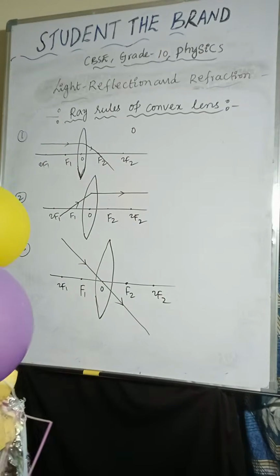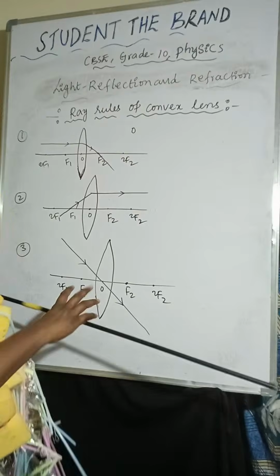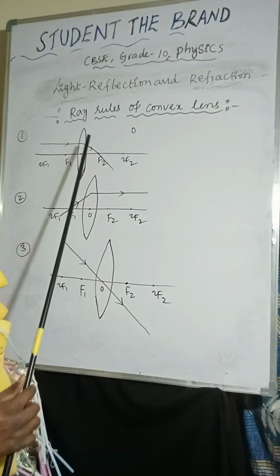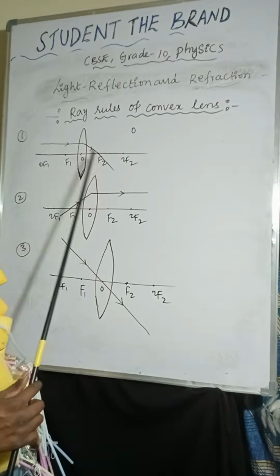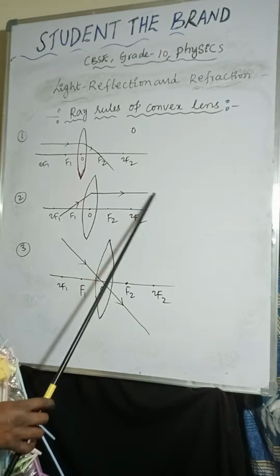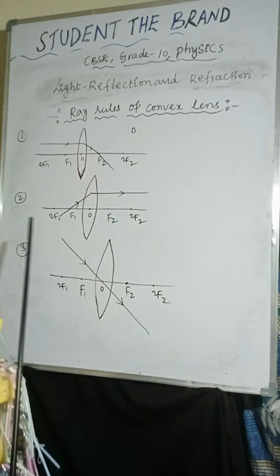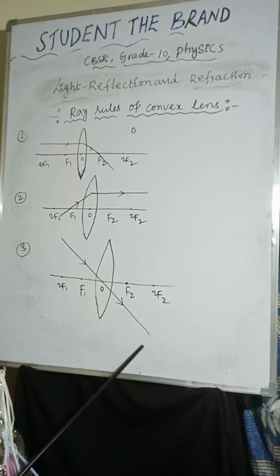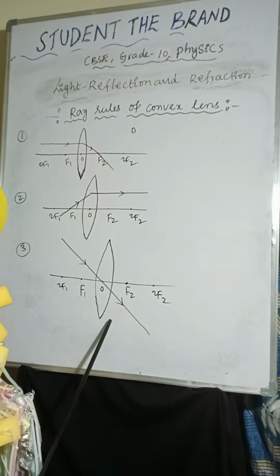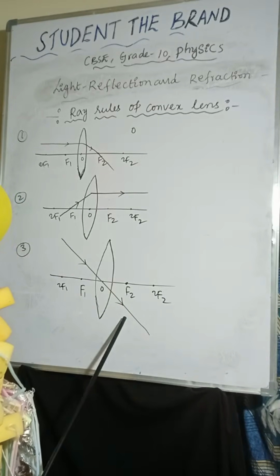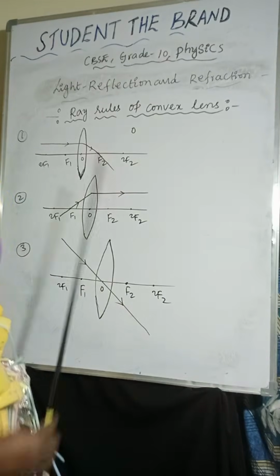So this is about convex lens. So here you can observe the light ray is coming from infinity, after refraction it passes through focus. Here light ray is passing through focus, after refraction moving towards infinity. Here light ray is passing through optic center, no deviation takes place. So this is very important, the importance of the optic center. If the light ray is passing through optic center, no deviation takes place. So it goes in the same direction.